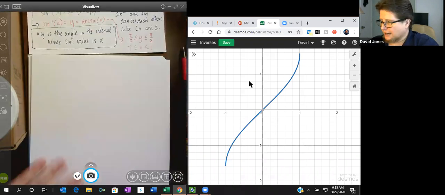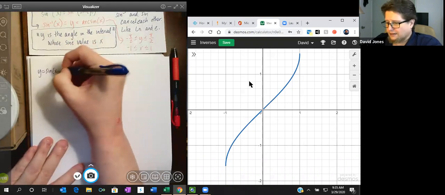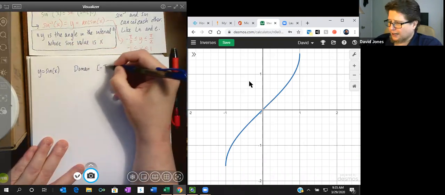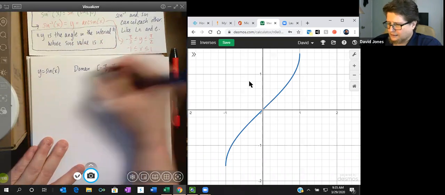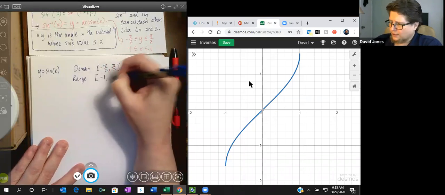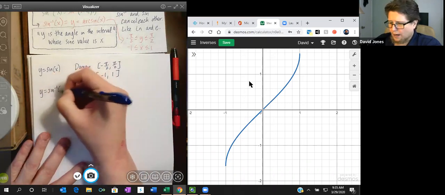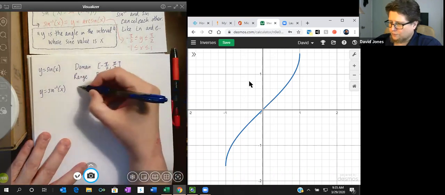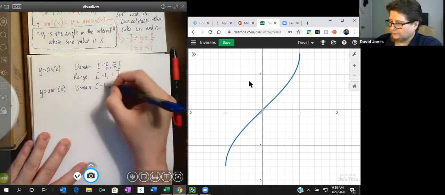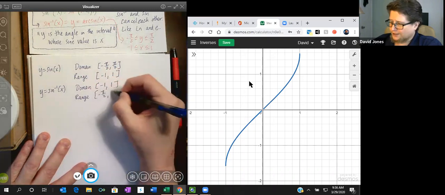So I just showed that. Let's say it again. y equals sine x. The domain, we do negative pi over 2 to pi over 2. The range was negative 1 to 1. And when we have sine inverse, they swap. Now the domain is negative 1 to 1, as we just showed up here. And the range is negative pi over 2 to pi over 2.